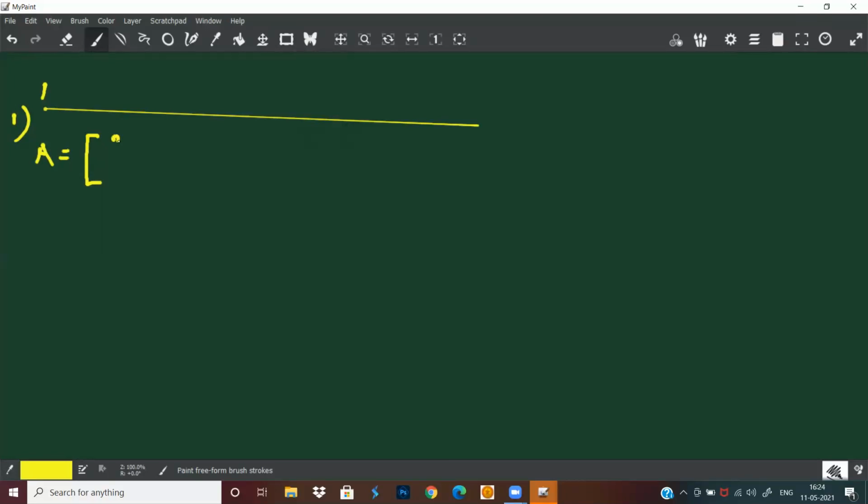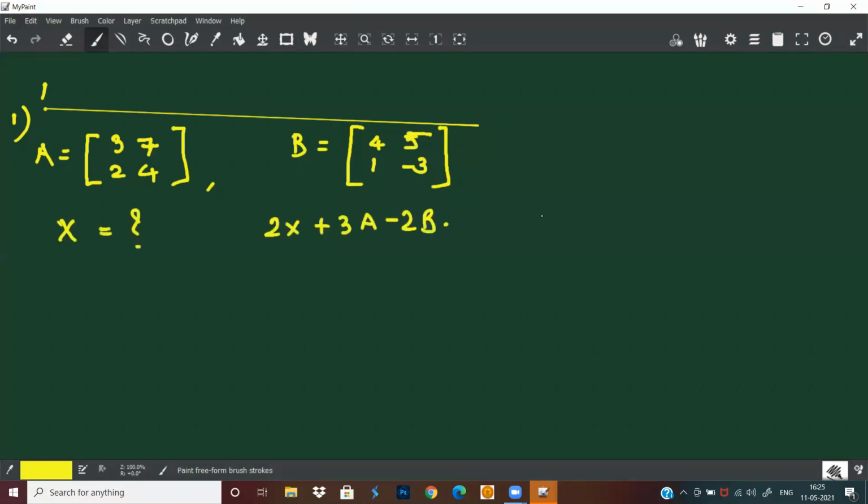I give you a matrix A: 3, 7, 2, 4. And matrix B is 4, 5, 1, and minus 8. You have to find matrix X. They will give you 4 options. Matrix X such that 2X plus 3A minus 2B plus 4I is a null matrix. I'm covering everything in one sum, rather than doing 3, 4 different sums.